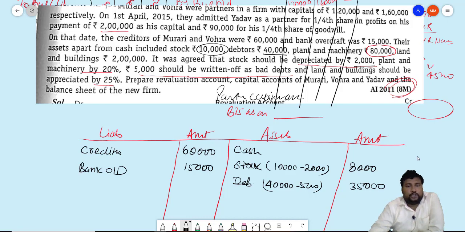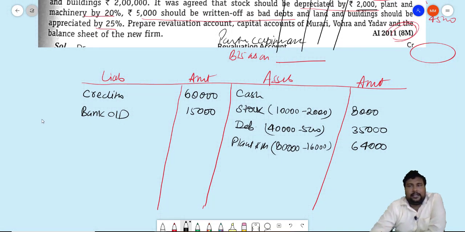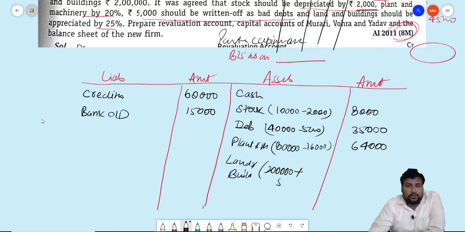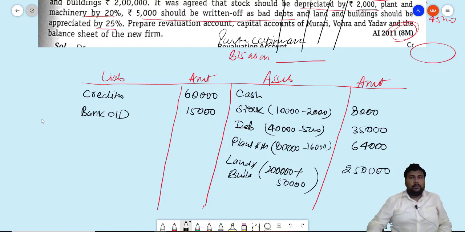After that, land and building should be appreciated by 10%. The plant and machinery was 80,000, minus 20% depreciation, 16,000. So it will be 64,000. Chalo bhai, bahut achha. Aage chalte hain. And the land and building was 2 lakh rupees, plus 25% appreciation, so 50,000. So it becomes 2,50,000. Apart from this, anything more?